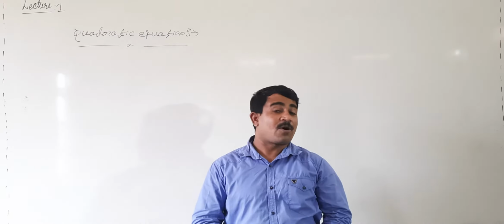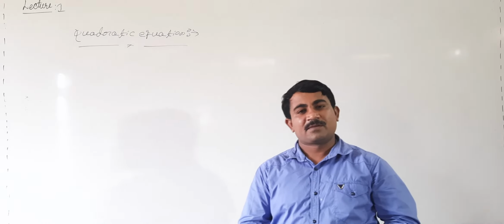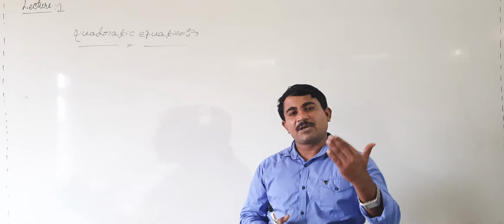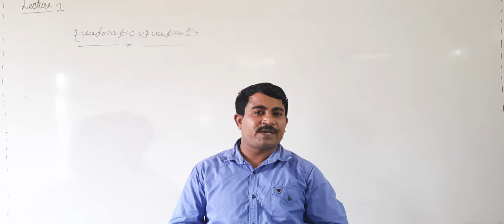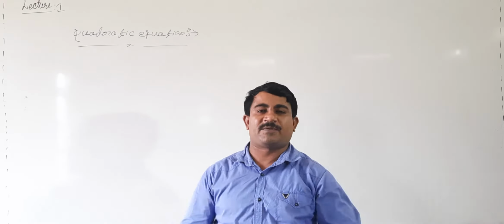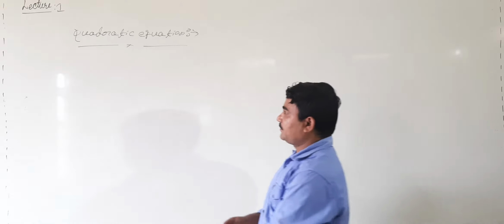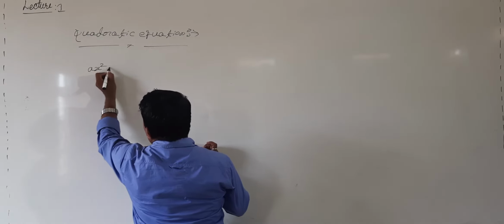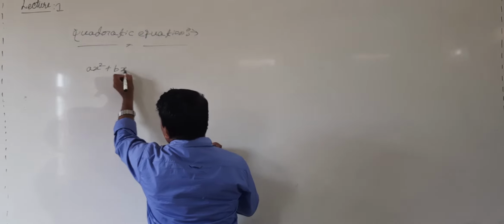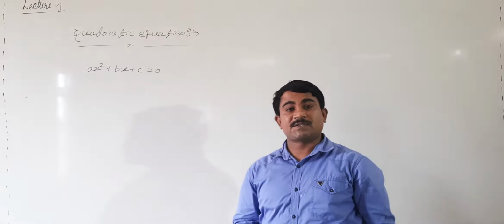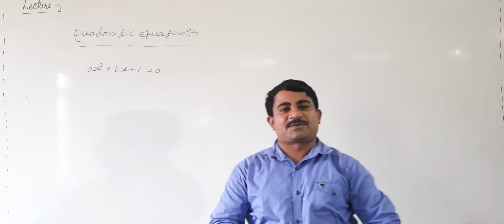Let us see here. Quadratic equation means the equation of degree 2, or the equation of the form ax square plus bx plus c. That equation we are calling quadratic equation. How is it? The equation of the form ax square plus bx plus c equal to 0. This equation we are calling quadratic equation.